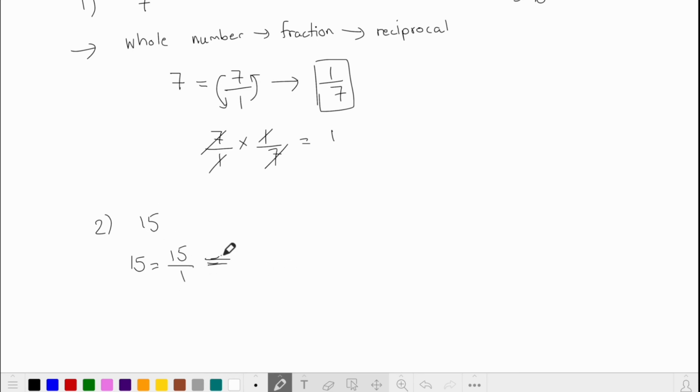And now we can find the reciprocal. Basically we will flip the numerator and denominator. So 15 goes to the denominator and 1 goes to the numerator. So 1 by 15 is the reciprocal of 15.